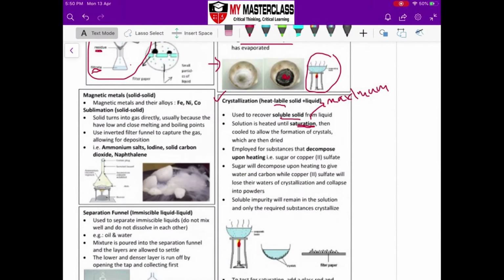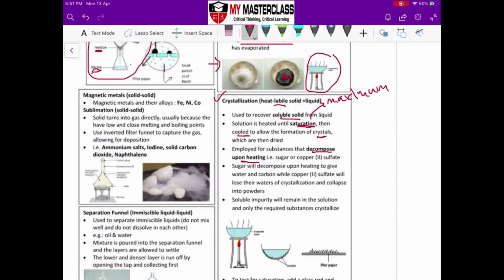So you heat until saturated solution, so a lot of the water is evaporated away, but there is still some liquid left, and then it is saturated. Then you cool the saturated solution, and your crystals will form. This is used for heat labile solid, which will decompose upon heating.